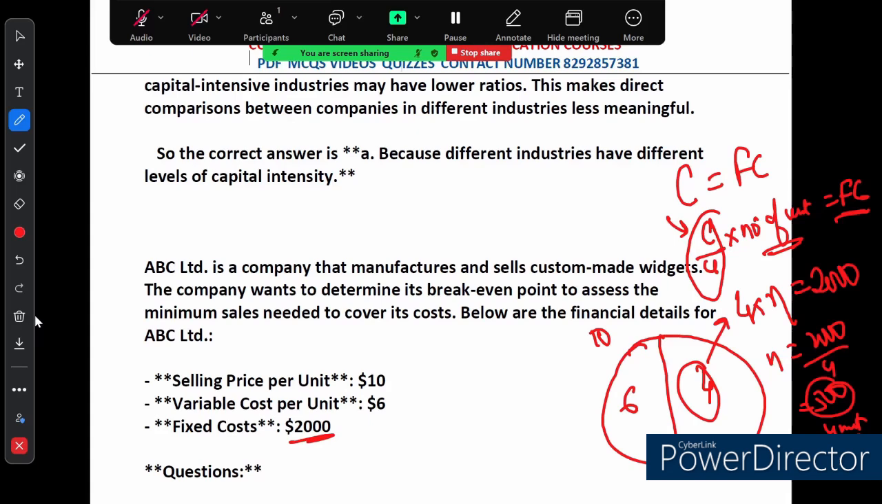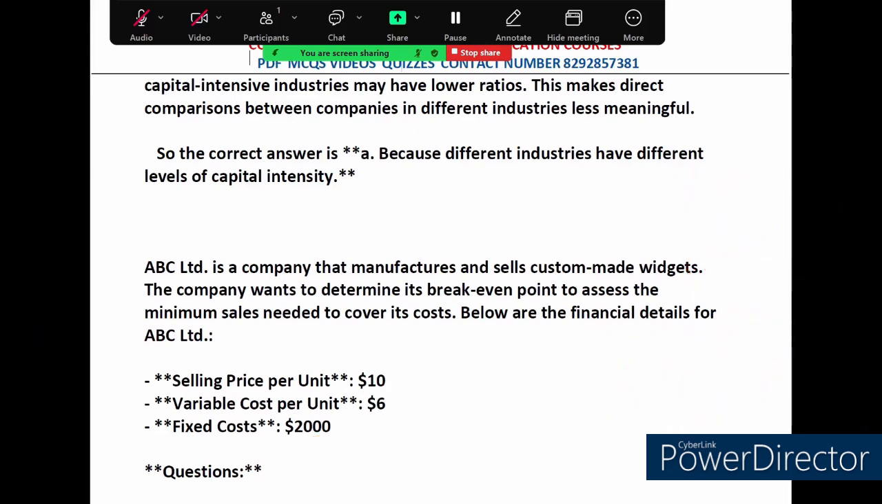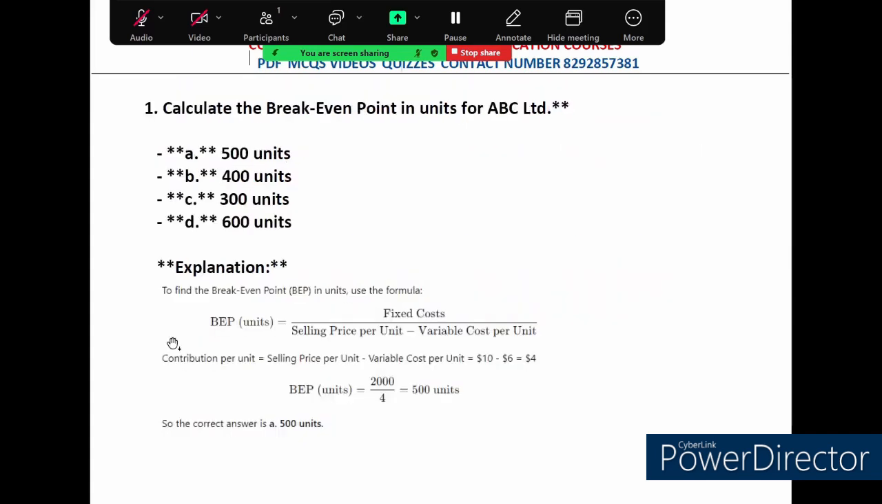That means, what does it mean? That means ABC Limited needs to sell 500 widgets to cover all its fixed and variable cost. There will be no profit, but it will be able to cover its fixed and variable cost. At this point, the company is not making any profit, but it is not losing money also. It is breaking even. Any sales beyond 500 units will start generating profit for the company. So understanding break even point is crucial for any business. It helps to set sales targets and make informed decisions about pricing and cost.